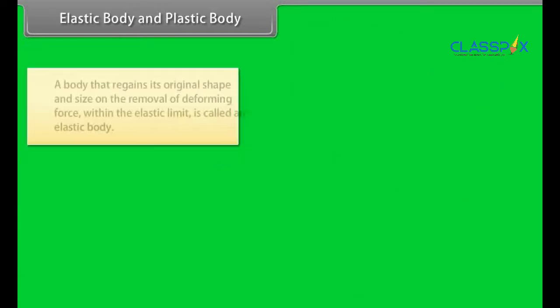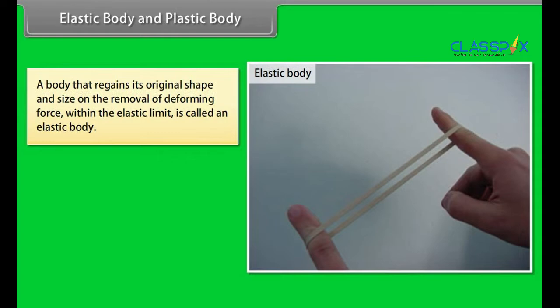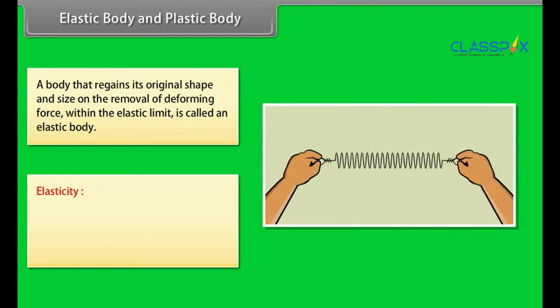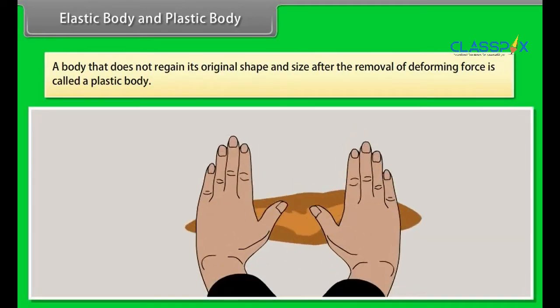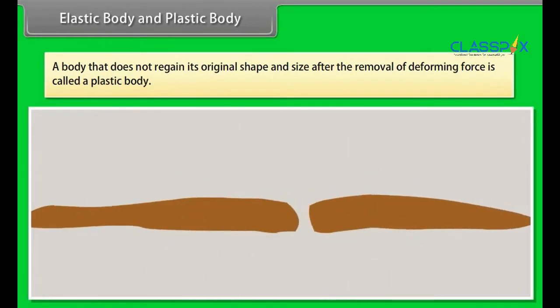Elastic body and plastic body. A body that regains its original shape and size on the removal of deforming force within the elastic limit is called an elastic body. Elasticity is defined as the property of matter by virtue of which it regains its original shape and size after the removal of deforming force. A body that does not regain its original shape and size after the removal of deforming force is called a plastic body.